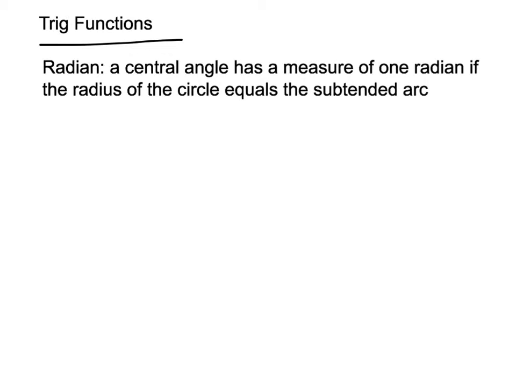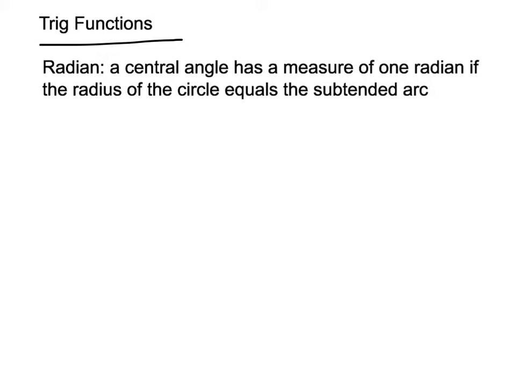I have trig functions, and to start off with trig functions, I want to talk about radians. Radians can be a little bit confusing, but the textbook definition of a radian is: a central angle has a measure of 1 radian if the radius of the circle equals the subtended arc.